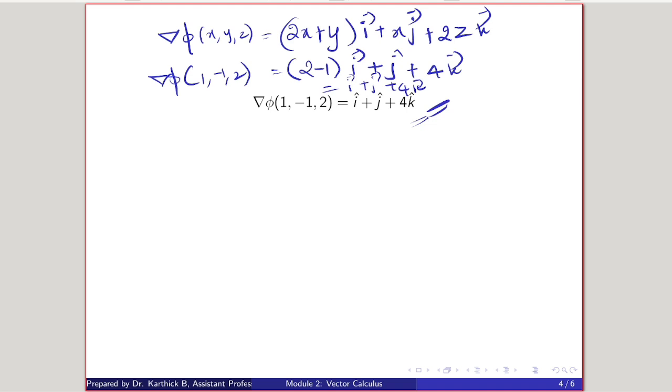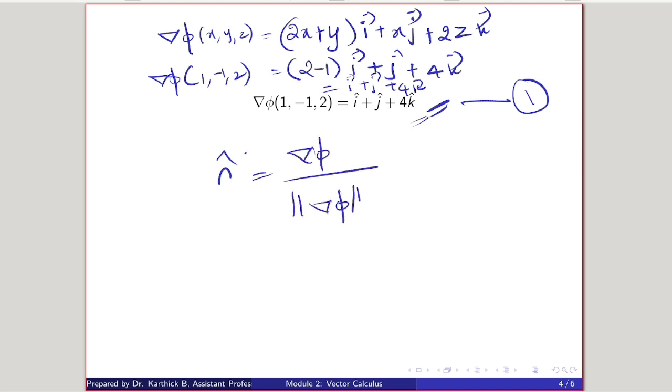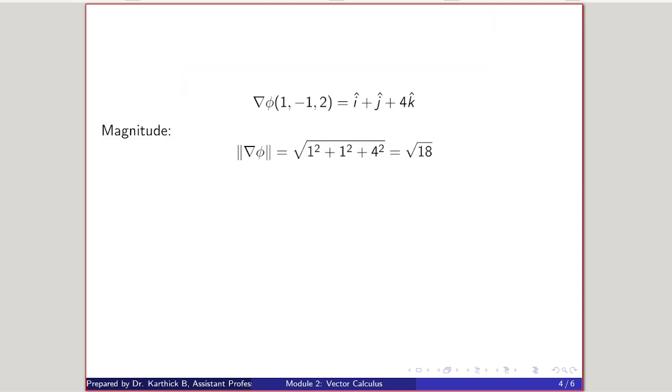Okay, so we found the gradient phi. Next, to find the n cap, we need gradient phi and also the norm of gradient phi. So how do we find this value? Simply, this is our gradient phi. I will square each of the components: 1, 1, and 4.